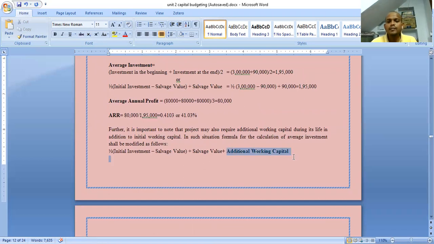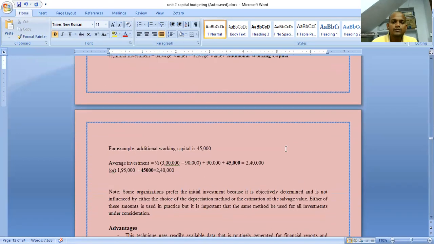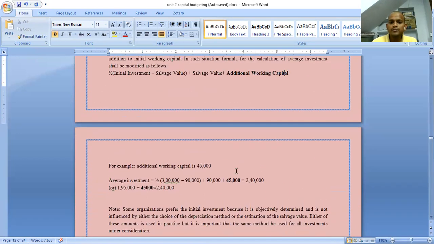If additional working capital is given in the problem, then we have to add it to the investment. After calculating the average annual investment, we have to add the additional working capital to the average investment. Calculation will be the same: 30,000 minus 90,000 plus 90,000. That is the formula. And if any additional capital investment is given, then we have to add it. So the average investment will be more.